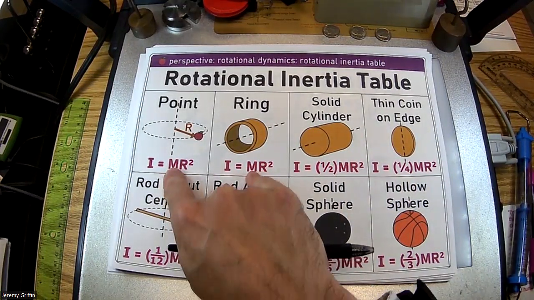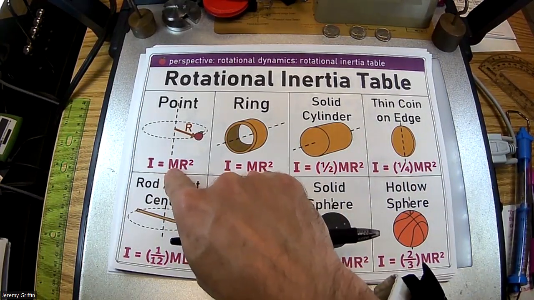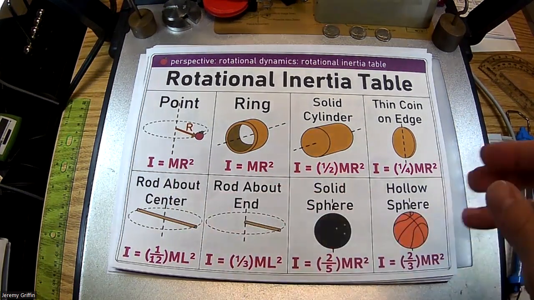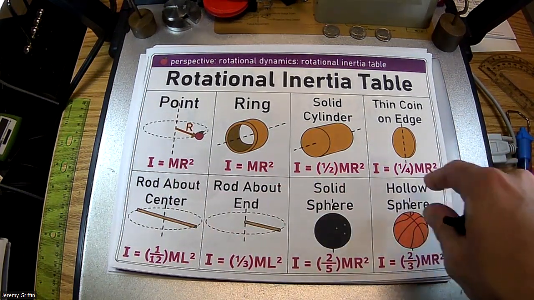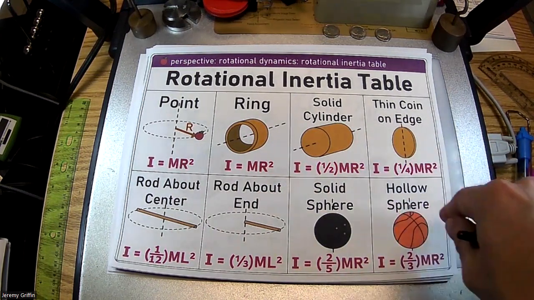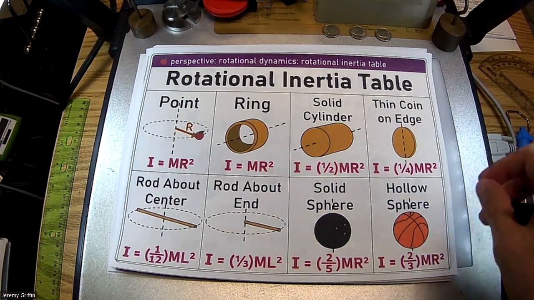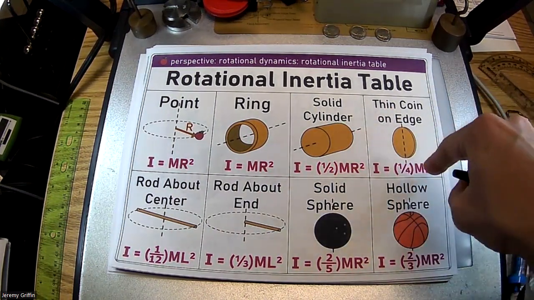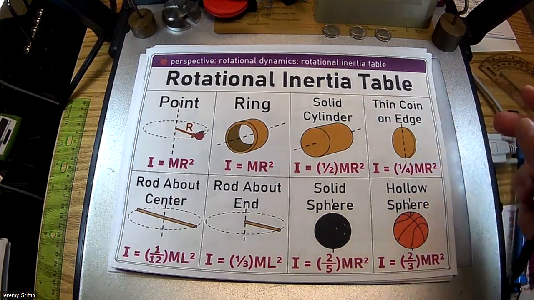You see that? But what if you have different rolling objects or different spinning type objects? There are different ways you can distribute mass, and there are some classic shapes that show up: solid cylinder, solid sphere, hollow sphere, or some of them. The thin coin on the edge you tend to not see very often, but that's there if you need it.